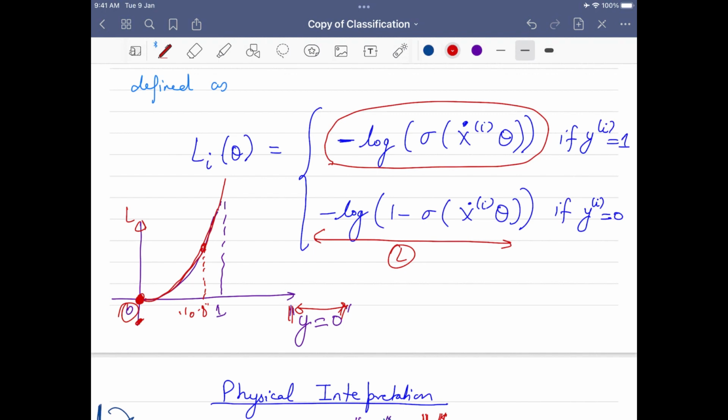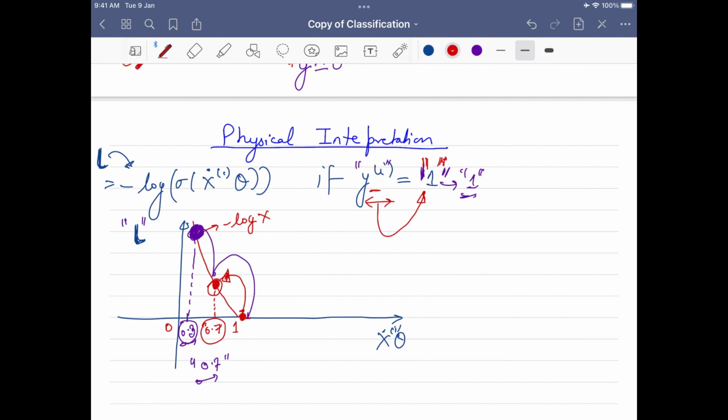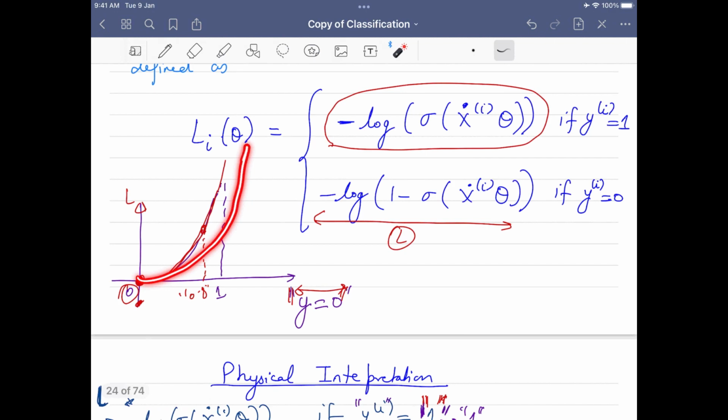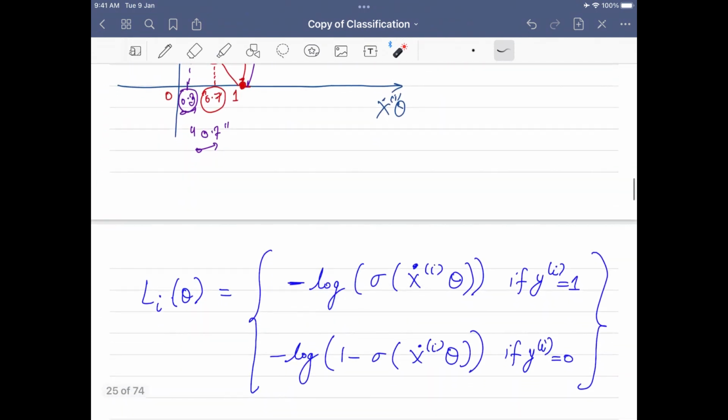If you combine the two parts, this part and this part, the summation of two convex functions will also be convex. So L_i(theta), which is basically the summation of these two, is also convex. This is the physical interpretation of why we have selected these two functions when your labels are 1 and 0. If you have any questions you can ask, otherwise I will move forward.